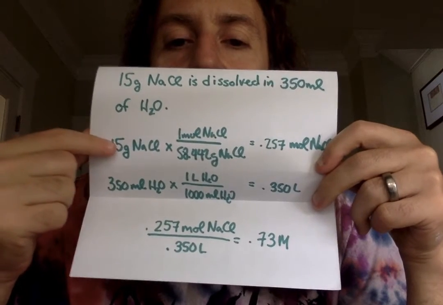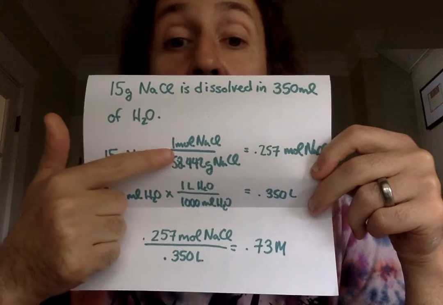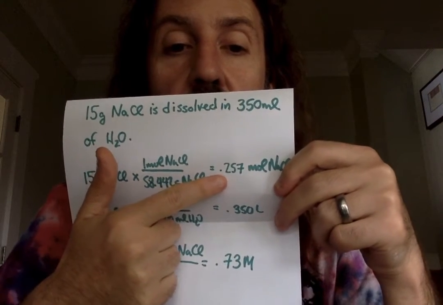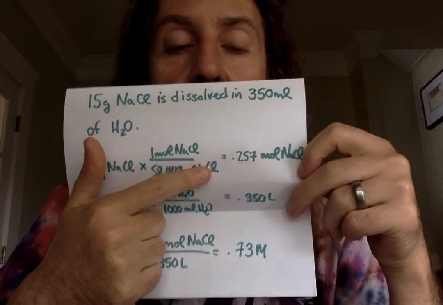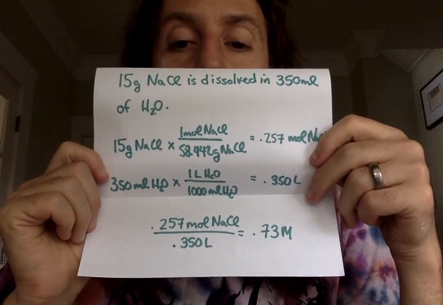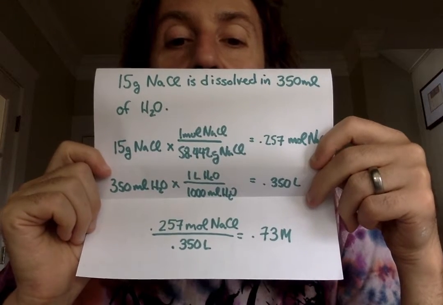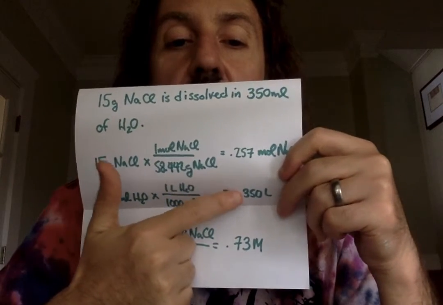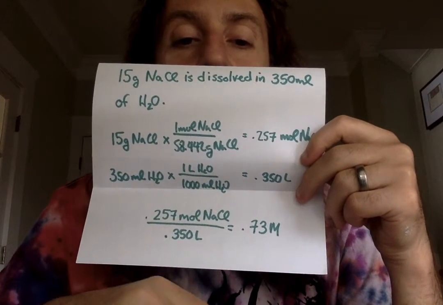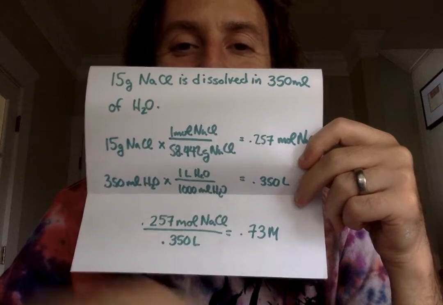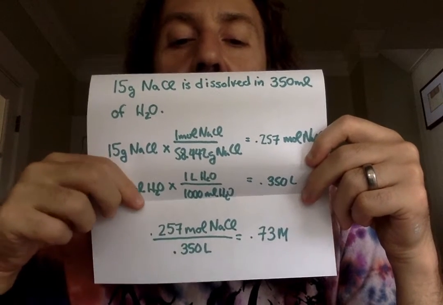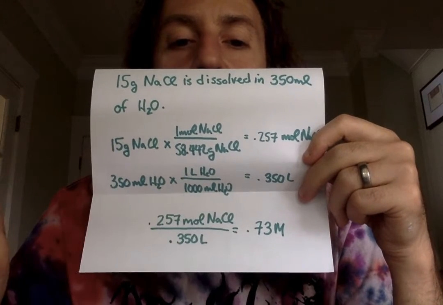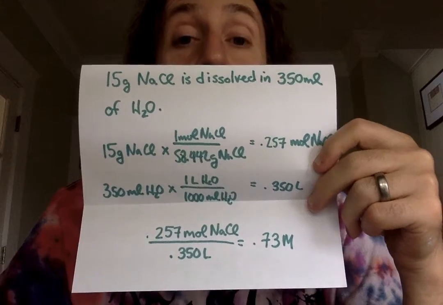And so we take our 15 grams and we go back to unit 1 and we switch it from grams to moles, and we get 0.257 moles of salt. And then we take our 350 milliliters of water. 1 liter is 1,000 milliliters. Cross off, and you get 0.350 liters. Sorry, I didn't mean to confuse you. And then you take 0.257 over 0.350 and you get 0.73 molar, and that's your concentration.